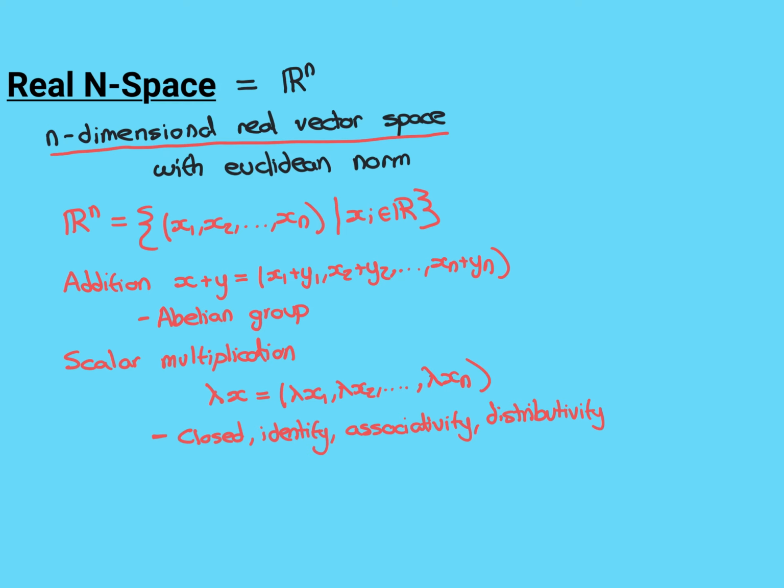So welcome back to this video. So we're defining real n space, and I've said it's going to be an n-dimensional real vector space with Euclidean norm. So we've discussed the n-dimensional real vector space part. We now need to discuss the concept of the Euclidean norm.